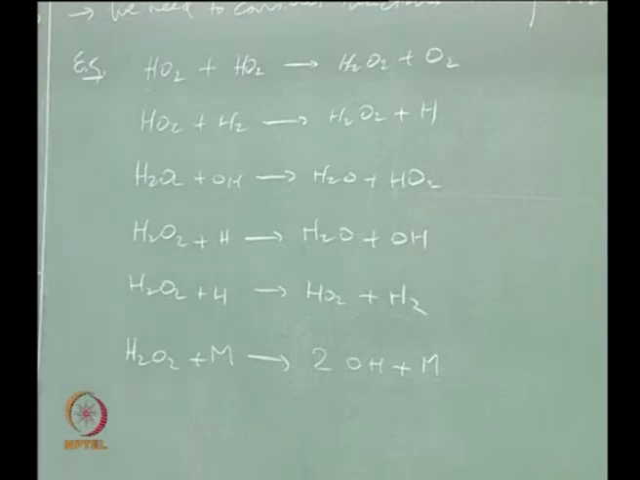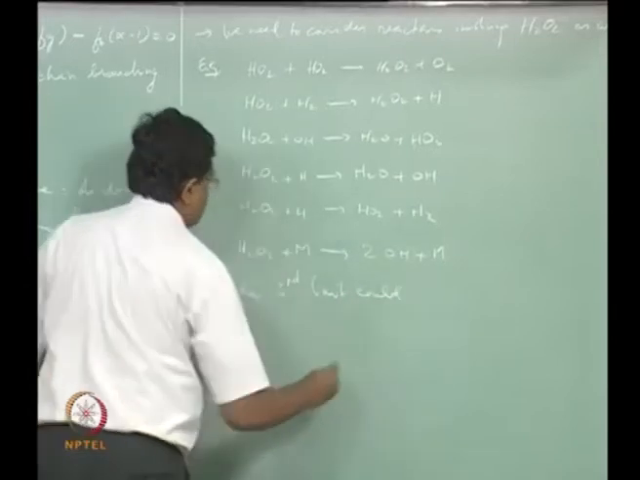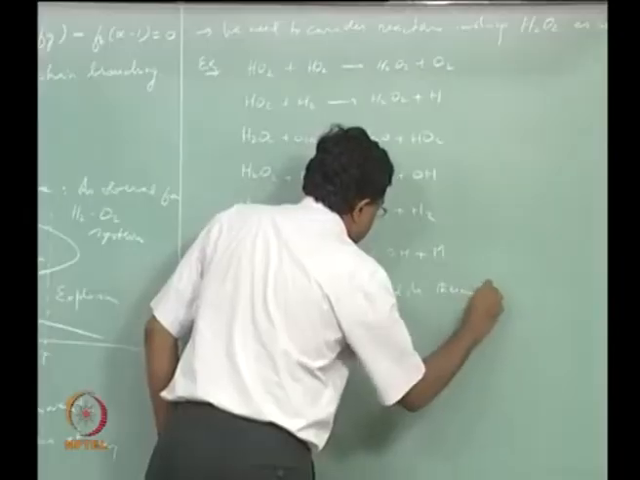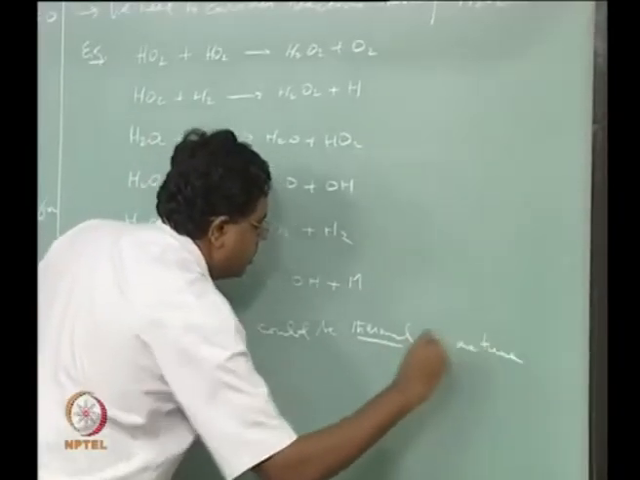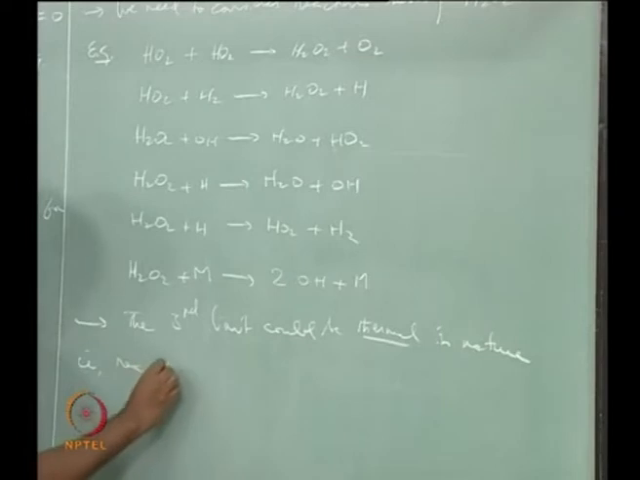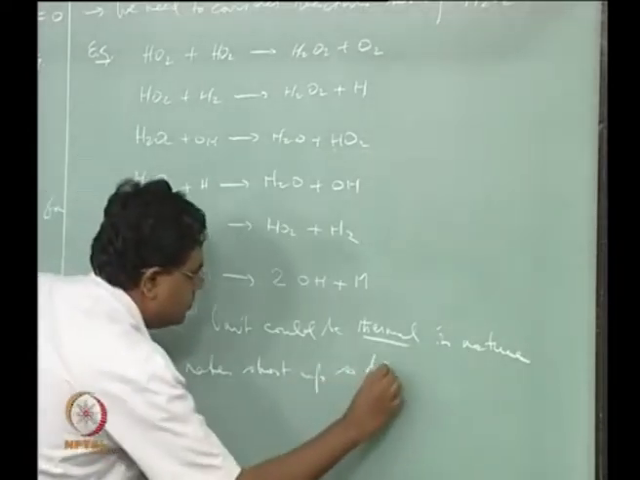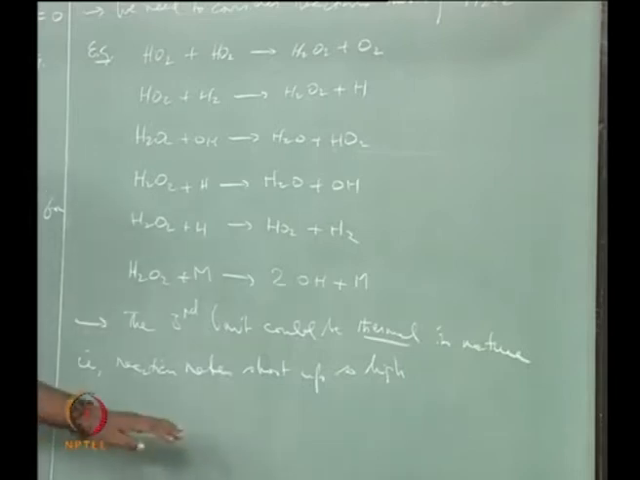And of course, the last possibility that's termed is thermal. That is, it's not really a chemical explosion. So not necessarily just a chemical explosion. The third thing, the third limit, could be thermal in nature. That is to say, reaction rates shoot up so high, and these reactions are exothermic.